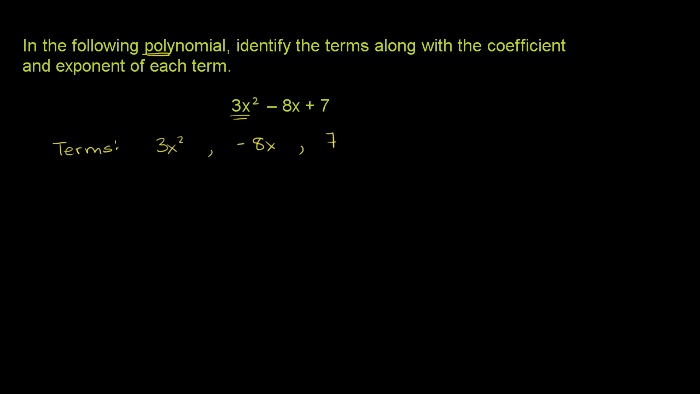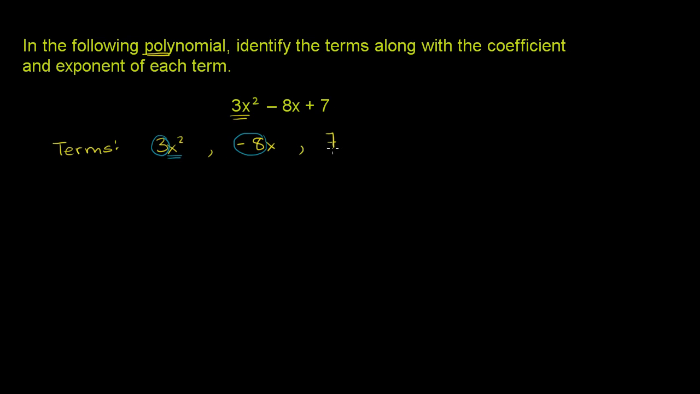Now let's think about the coefficients of each of the terms. The coefficient is what's multiplying the power of x, or what's multiplying the x part of the term. So over here, the x part is x squared. That's being multiplied by 3. So 3 is the coefficient on the first term. On the second term, we have negative 8 multiplying x. And we want to be clear, the coefficient isn't just 8, it's negative 8. It's negative 8 that's multiplying x. So that's the coefficient right over here.